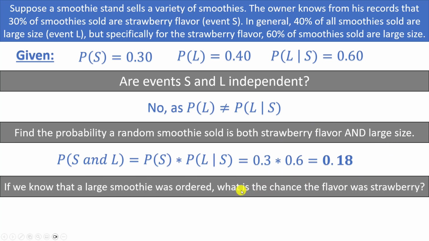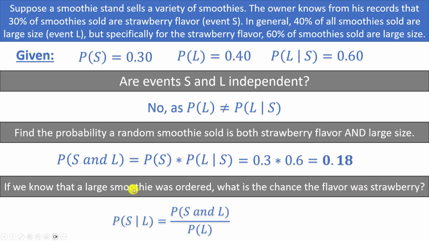If we know that a large smoothie was ordered, what is the chance that the flavor was strawberry? Once again, be very careful to make sure you identify what question they are asking, or the probability statement associated with the question that is being asked. They are asking for the probability of S given L. If we know that a large smoothie was ordered, it's saying that we are given L, conditioned on being a large smoothie. And we're asked to find the probability that we have a strawberry.